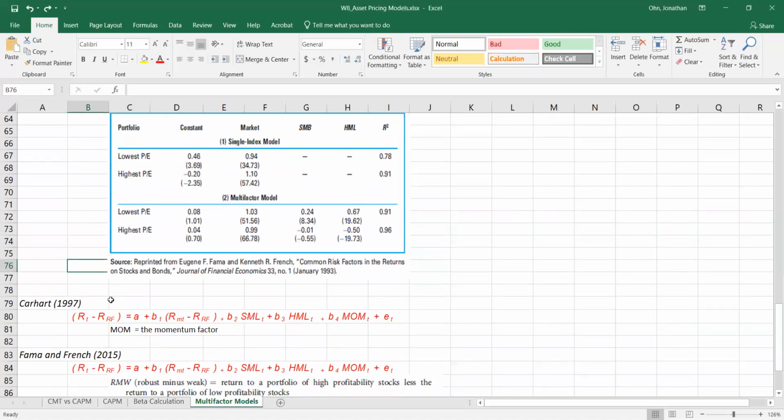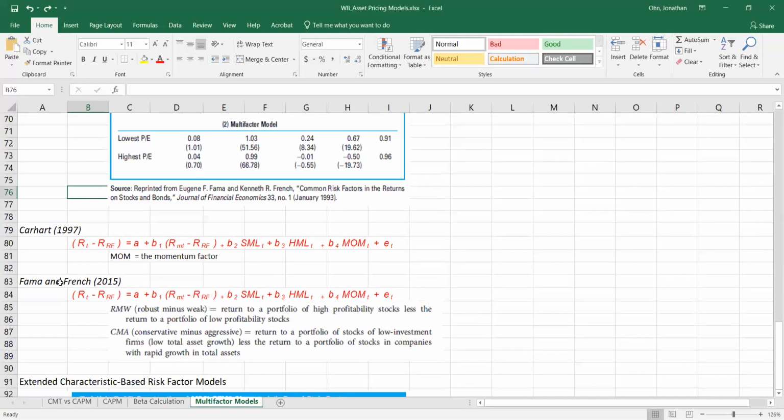Carhart, 1997, he simply added one more variable, one more risk factor, to the Fama-French three-factor model. It's called the momentum factor, and he suggested the important result. And Fama and French also.